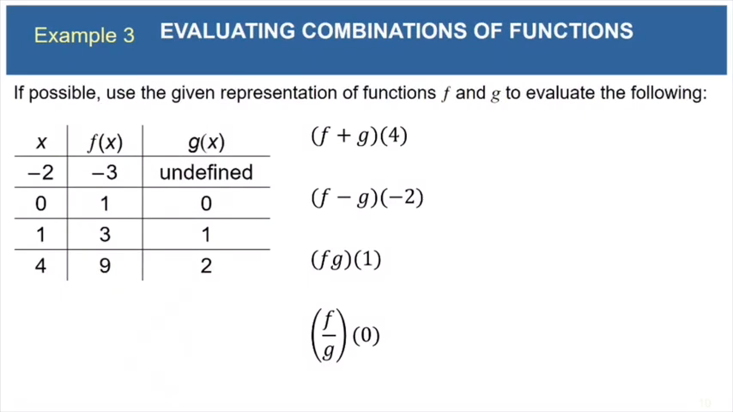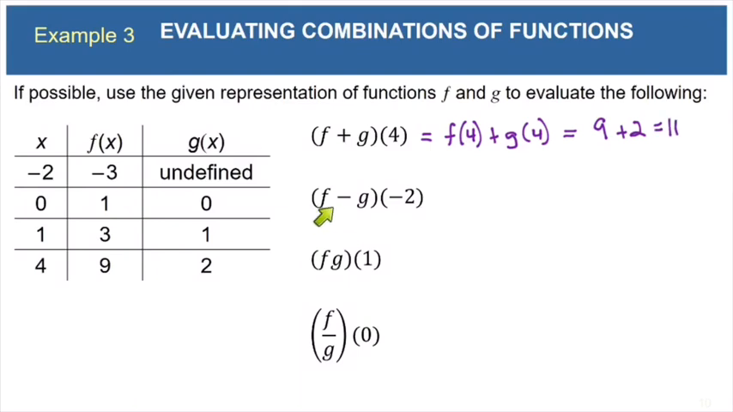Now, still on example 3, we're going to go back through the same 4 questions, but this time instead of looking at the graph, we're going to be looking at a table. So let's start with f plus g of 4. So that's going to be f of 4 plus g of 4. Now when we go to the table, when x equals 4, the f function is 9, and the g function is 2. So 9 plus 2, of course, is 11.